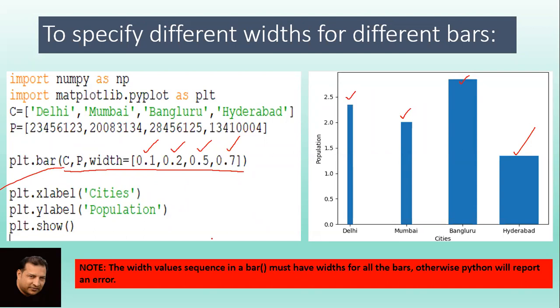There is also a note. See, the width values sequence in a bar chart must have widths for all the bars. Otherwise, Python will report an error. It means there are 1, 2, 3, 4 bars for 4 cities, so you should have 4 values in the sequence of width. If these do not match this number, then an error will be displayed.